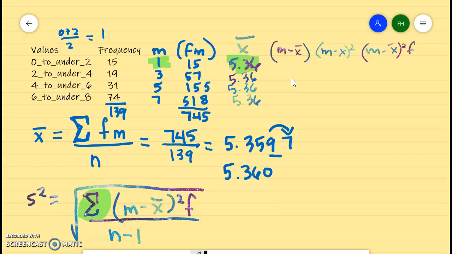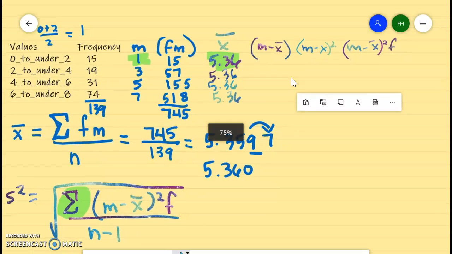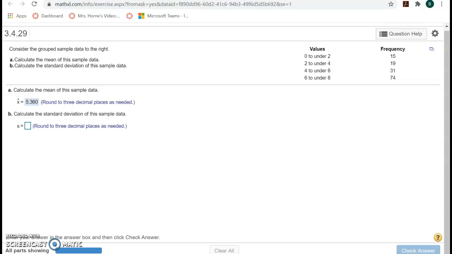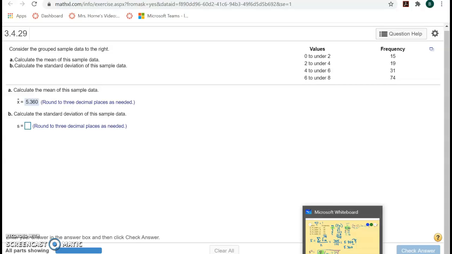And we get negative... Oh, I'm going to make this bigger because it's really hard to write. We get negative 4.36, and then you're going to square that. And it's very important that you round the way they're asking you to. So they want us to round to 3 decimal places as needed.